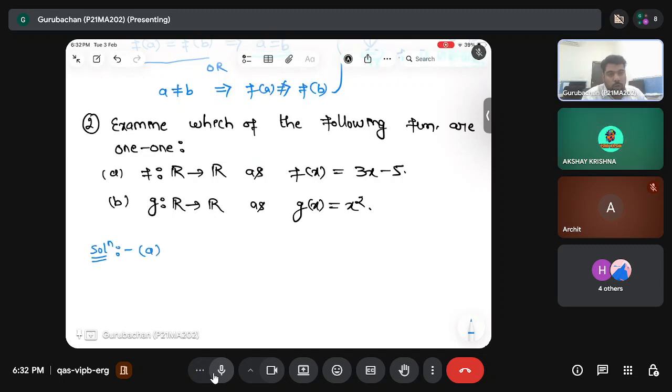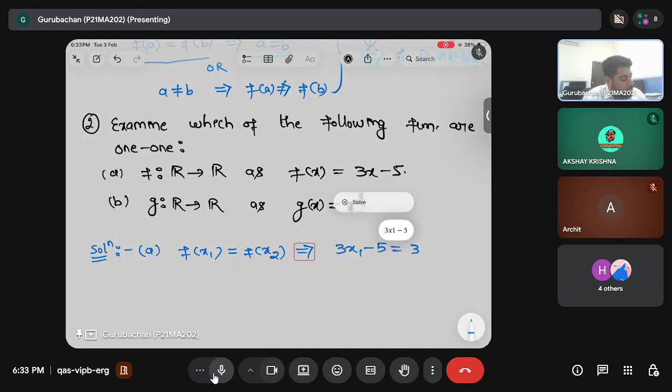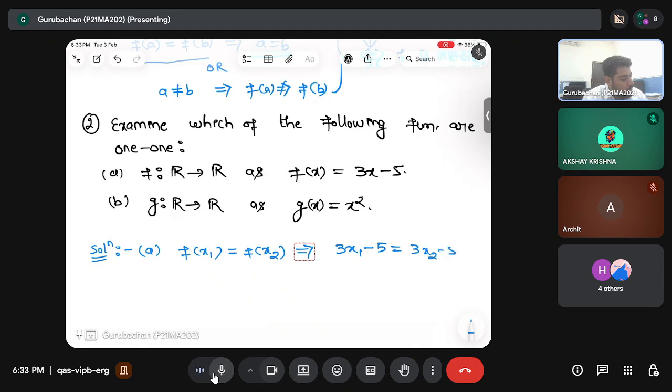So to prove anything, what we do, we start with a general statement, that is f of x1 is equal to f of x2. So what it will imply: 3x1 minus 5 is equal to 3x2 minus 5, and it will imply x1 equal to x2. Therefore, f is one-one.